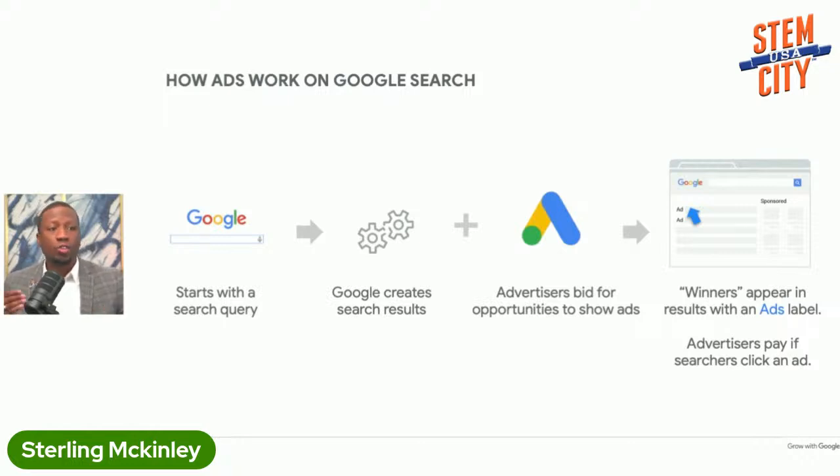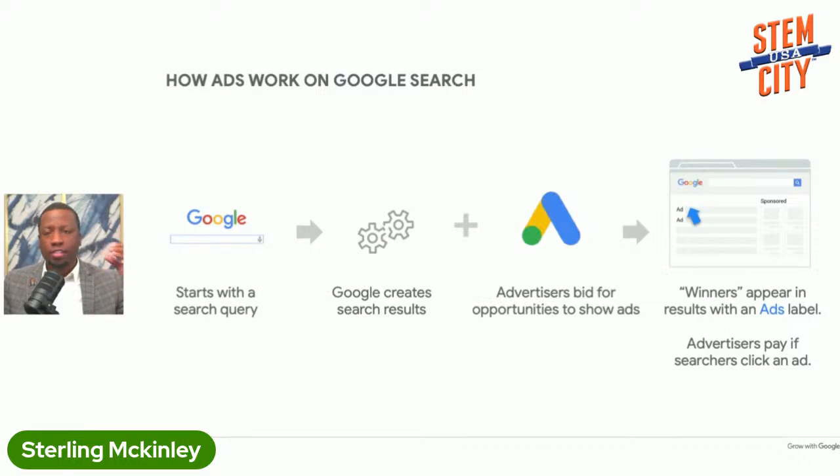And then a search result is generated in an instant. And then advertisers bid for opportunities to show that keyword. So once you create your account in Google Ads, based on your pricing, your ad rank, your ad cost, and other factors, Google decides who has the ad that is best suited, that most closely fits that query, and that's the ad you show.